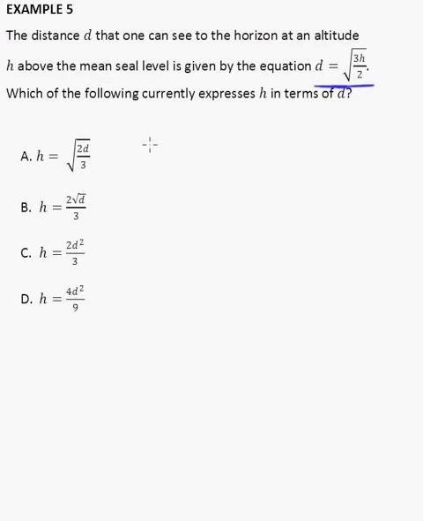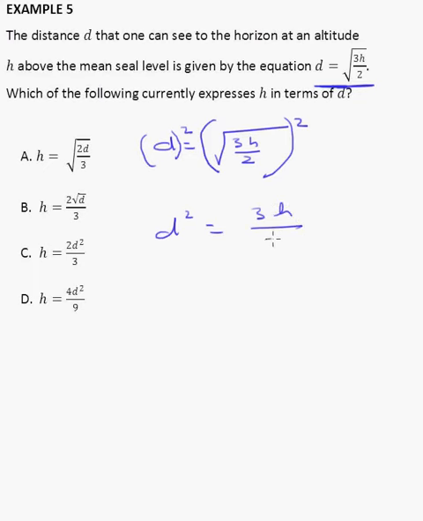So let's write this one down here. My d is equal to radical 3h divided by 2. Now you know for sure that if I want to remove the radical sign, because I can only get the h if it is outside the radical sign, it's going to require you to square this. If I square this side here, then I have to also square this side here. If I do that, the radical sign will go away, and therefore my d squared will be equal to 3h divided by 2.